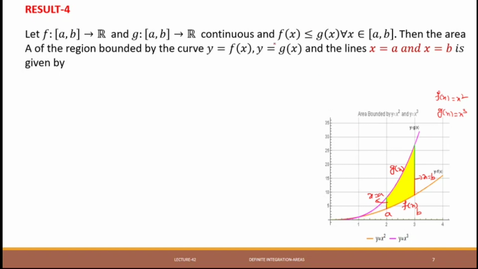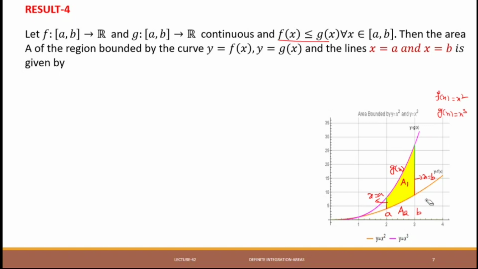See, graphically, what does it mean f of x less than or equal to g of x? That means the graph of g of x always lies above the graph of f of x. You can see that the graph of g of x lies above the graph of f of x here. Now we have to find out the area of this shaded region. Okay, now let me denote the area of the shaded region by a1, and this empty region, this is a2.